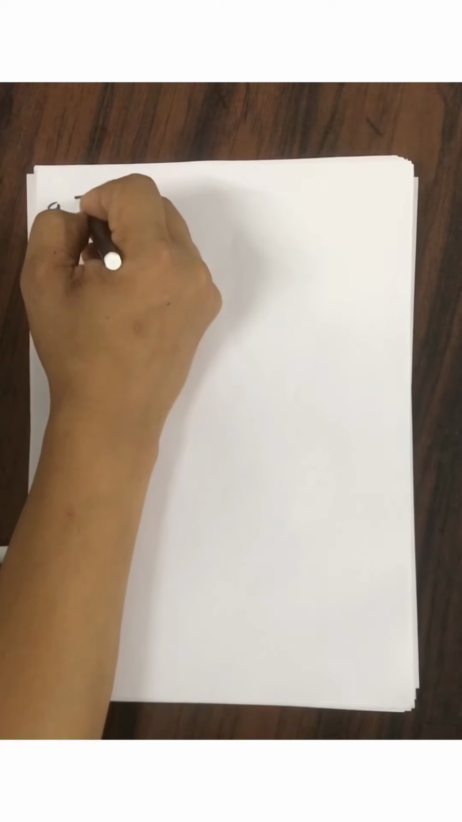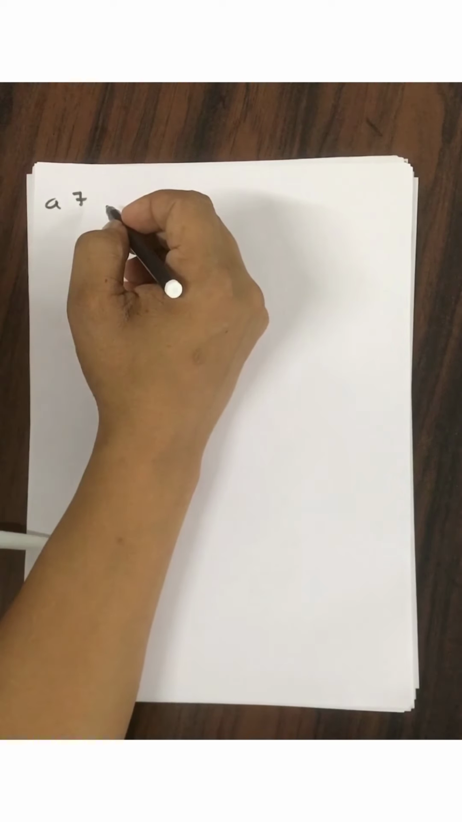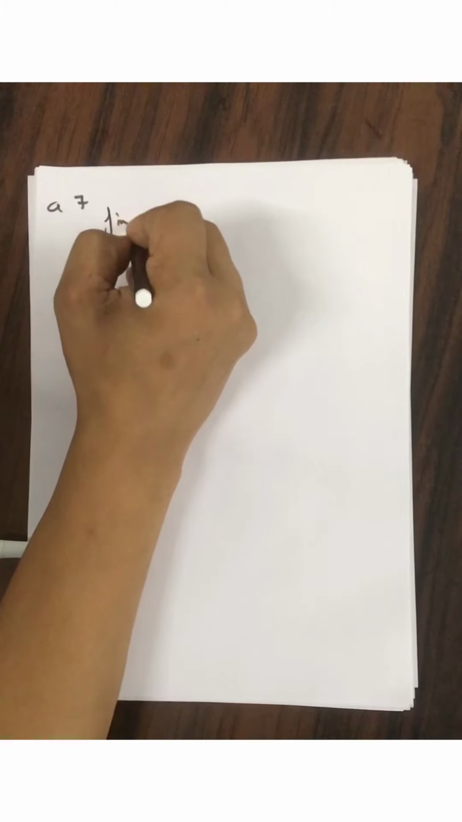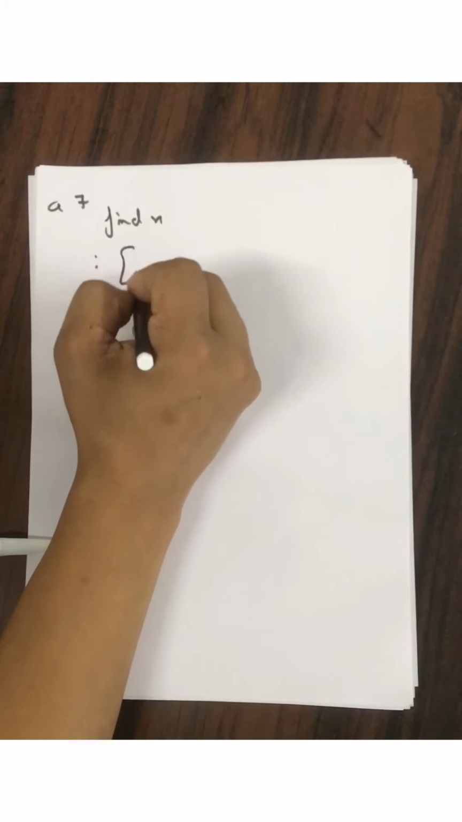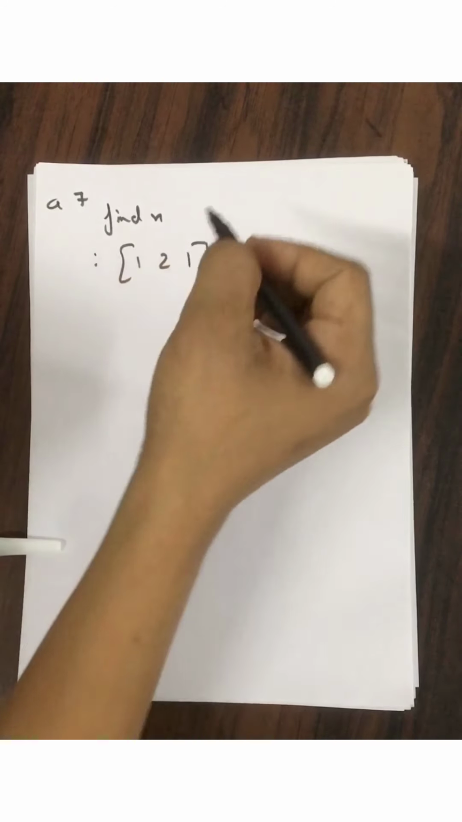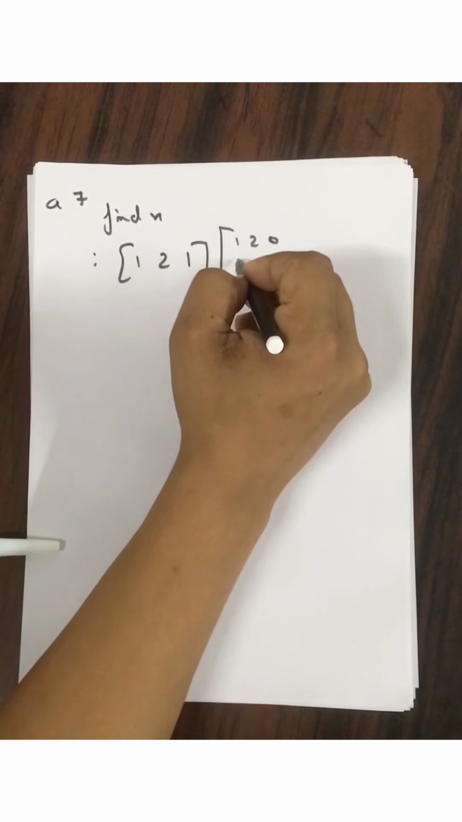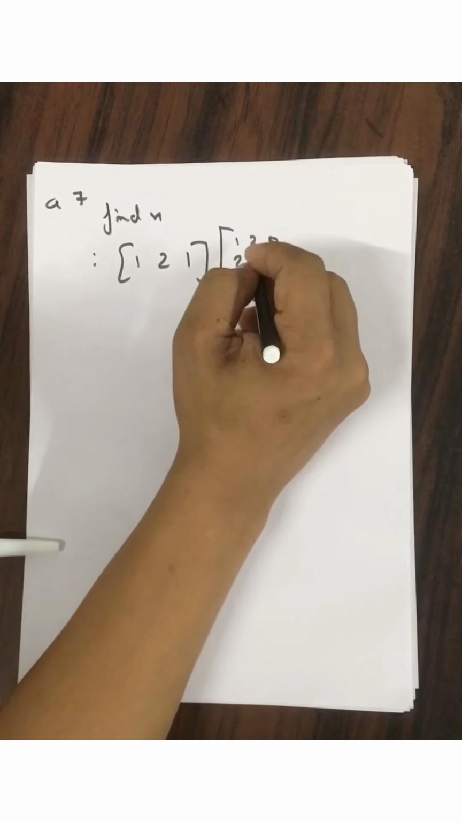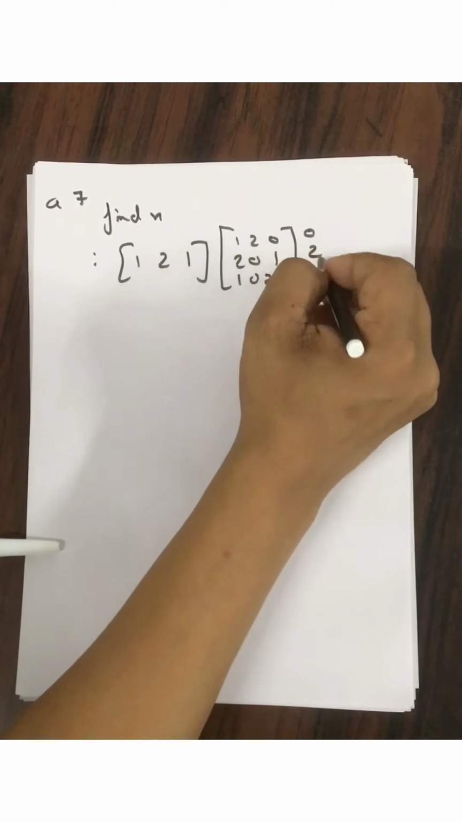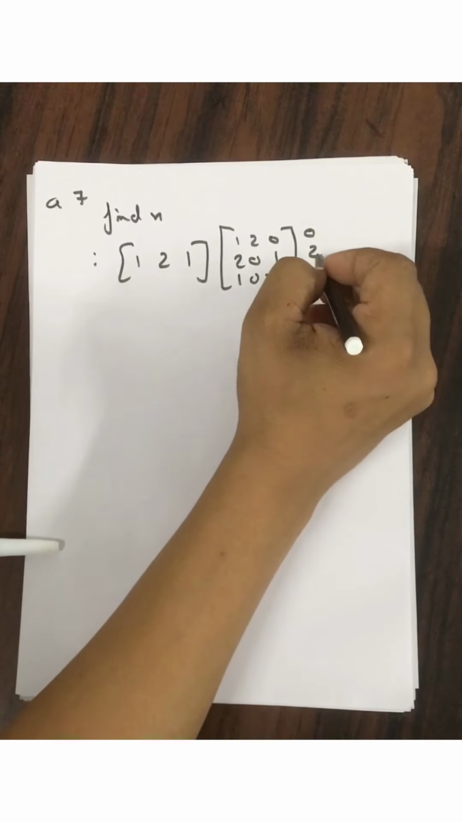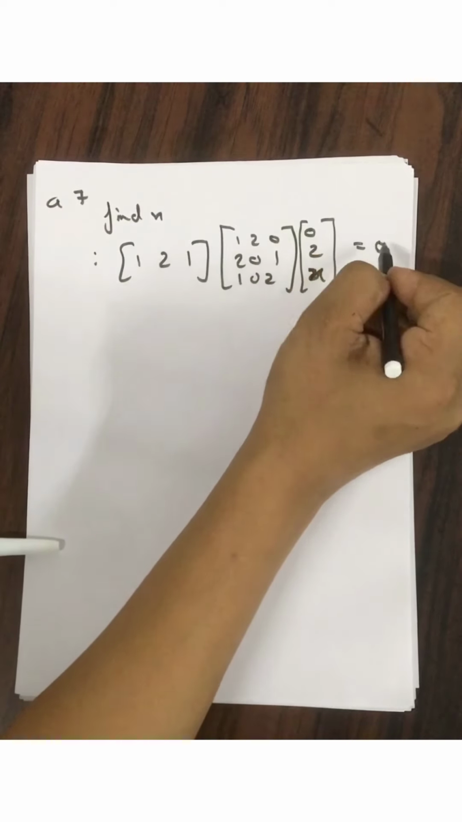Let's do the next question. Question 7 says find x. This is also the same, but I am doing it. The matrix [1 2 1] times [[1 2 0],[2 0 1],[1 0 2]] times [0 2 x] transpose equals 0, given.